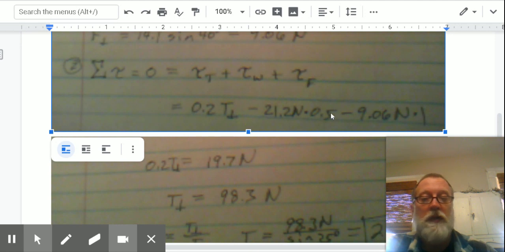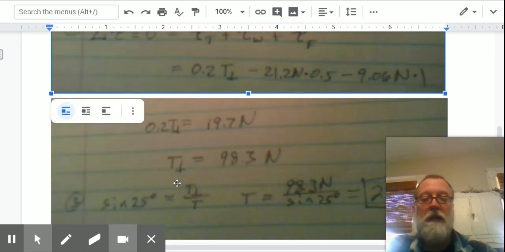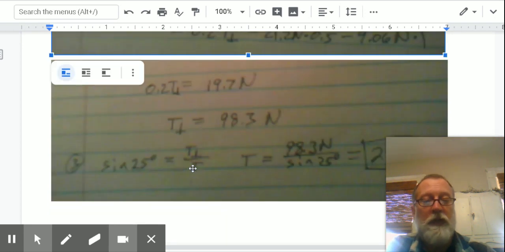So now we have an equation: 0 equals the sum of these three torques. I'm going to add this to both sides of the equation. I end up with 0.26 times the perpendicular tension equals 19.7 newtons, and then divide both sides by 0.26, and I get 98.3 newtons. Now that's the perpendicular component of the tension of the muscle.